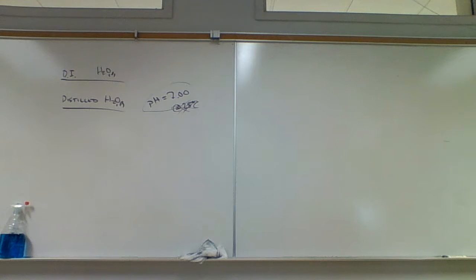This lab has indicators. We're going to skip the indicators. We're going to talk about indicators when we hit chapter 17. We're just going to measure the pHs using a pH meter. It's going to be easier. Measuring pHs with indicators is very time consuming.